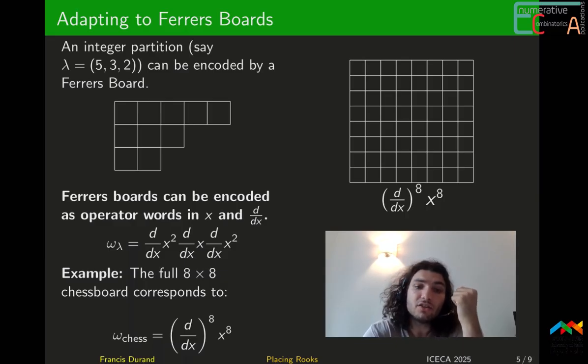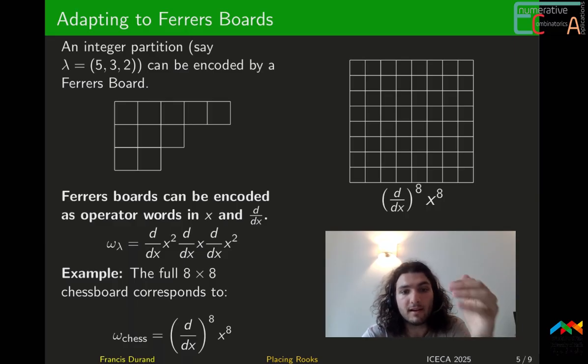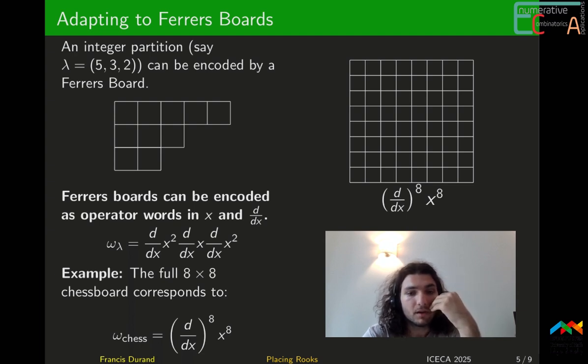The interesting thing is that a Ferrers board can be encoded by a word in the operators d by dx and x. Here, w lambda is the word that represents the displayed Ferrers board. Once again, the chessboard is represented by the word of operators d by dx to the 8th, x to the 8th.